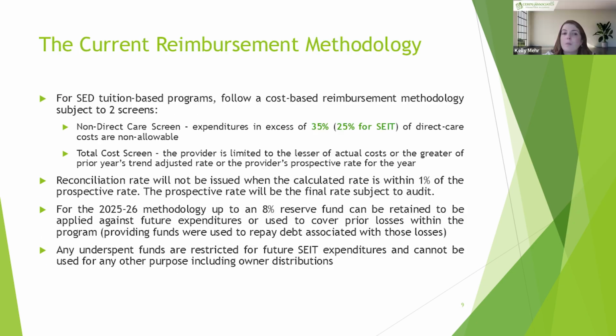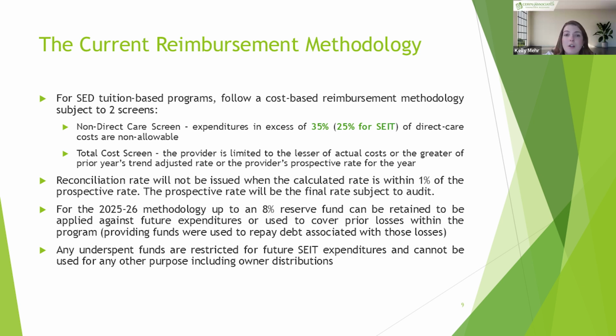Okay, so this slide talks about the current reimbursement methodology. For SED tuition-based programs, it's a cost-based reimbursement system that's subject to two screens. The first is the non-direct care screen, which means that your indirect expenses are limited to 35% for tuition-based programs and 25% for CEIT. So you want to be below that threshold for your indirect costs, unless you have surplus to use, which we'll talk about. The second screen is the total cost screen, which means that the provider is limited to the lesser of actual costs or the greater of the prior year's trend-adjusted rate or the current year's prospective rate.